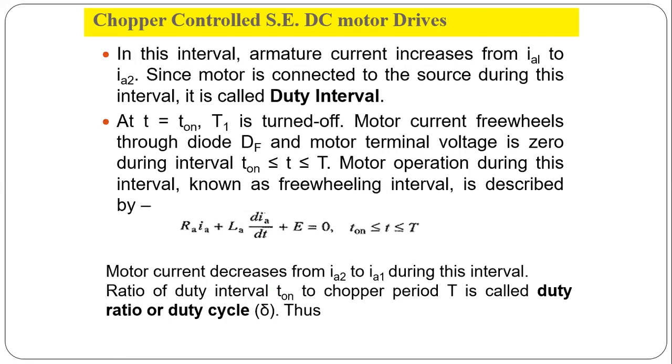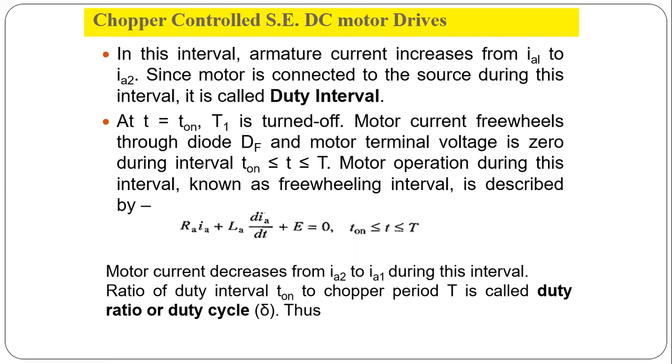And if we discuss the description, in this interval the armature current increases from IA1 to IA2, as we already saw in the waveform. And since the motor is connected to the source during this interval, it is called the duty interval, right?